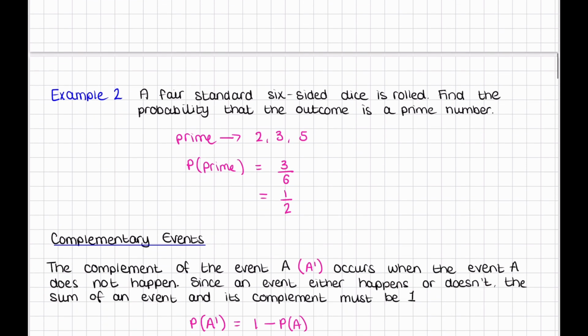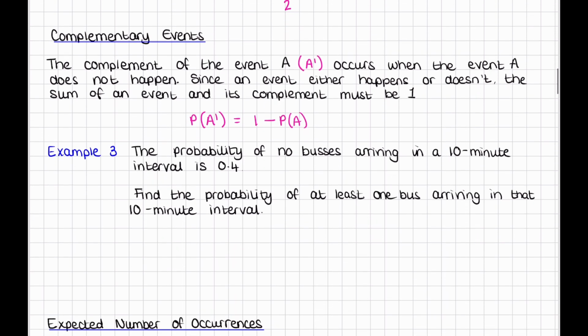Next, we're going to look at complementary events. The complement of the event A, which we write as A dash, occurs when the event A does not happen. Since an event either happens or doesn't, the sum of an event and its complement must be 1, which leads us to the formula that the probability of A dash equals 1 minus the probability of A. Example 3: the probability of no buses arriving in a 10-minute interval is 0.4. Find the probability of at least one bus arriving in that 10-minute interval.